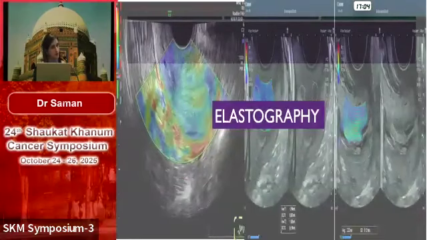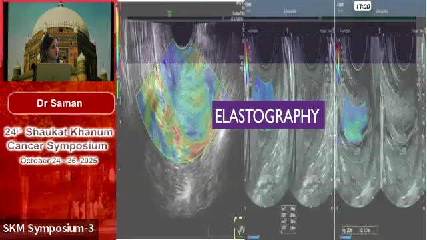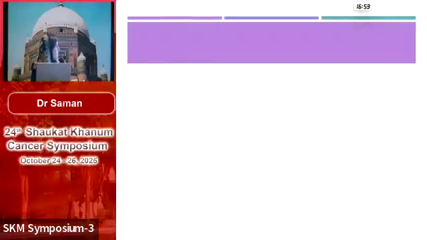One of them is elastography. And this is what I'll be discussing today: how, in transvaginal ultrasound, elastography played its role in detection and characterization of benign and malignant endometrial pathologies. So the very first question that arises in our mind is what elastography is.